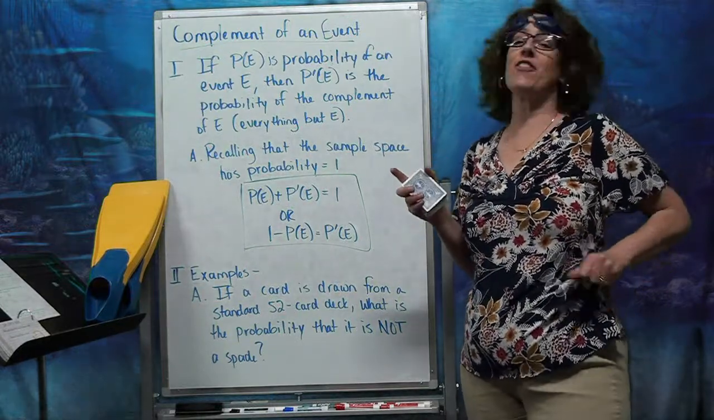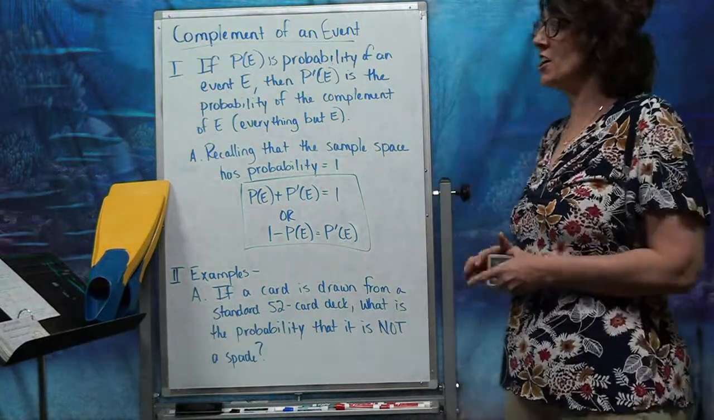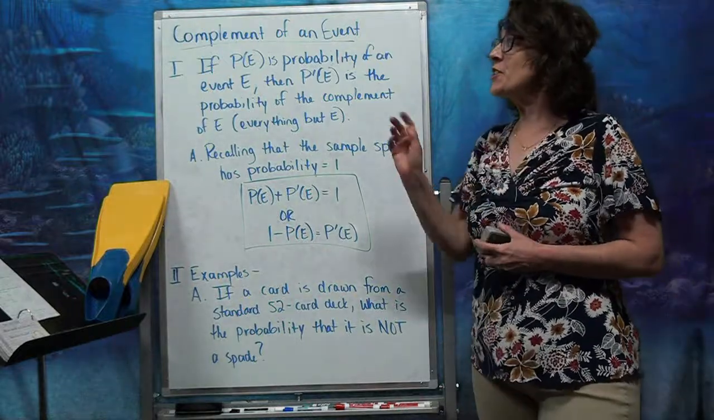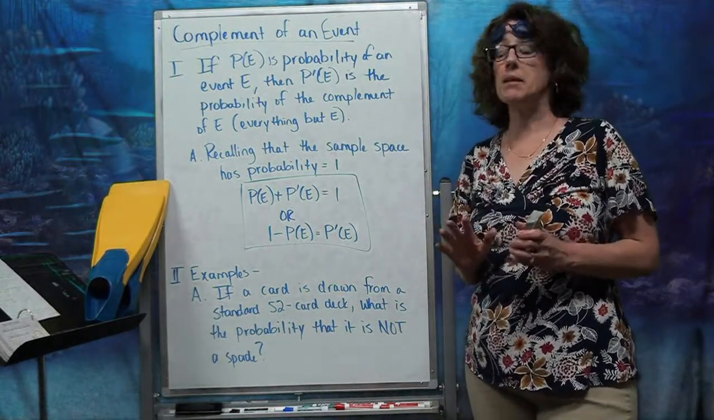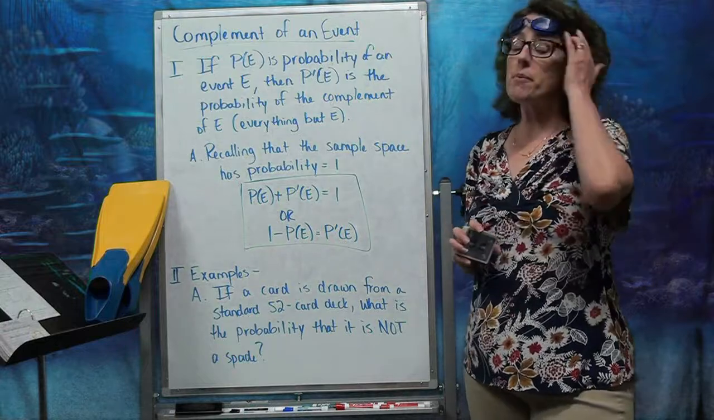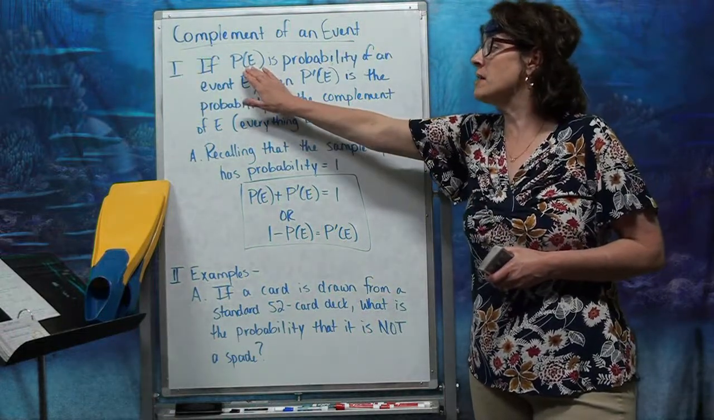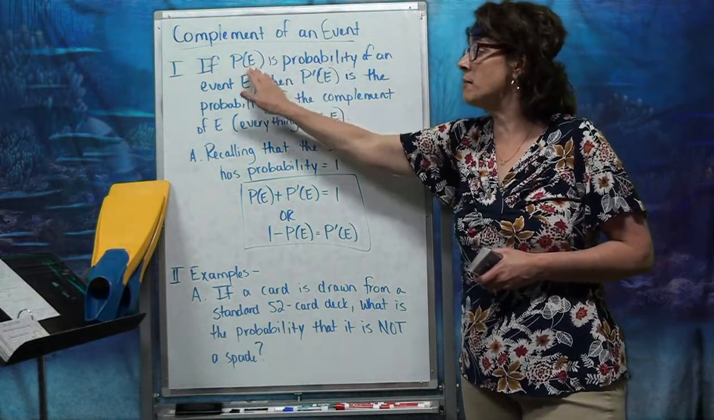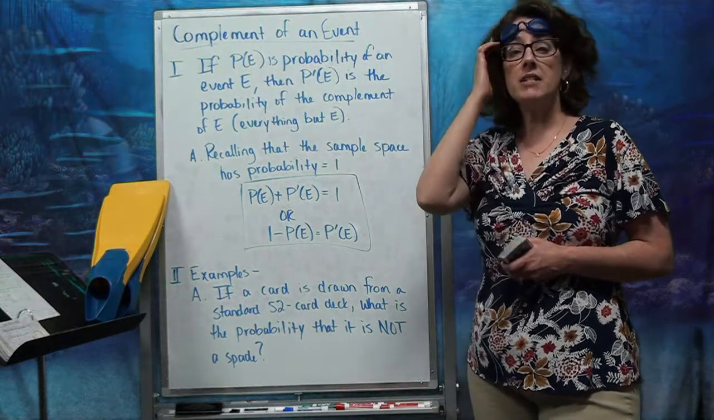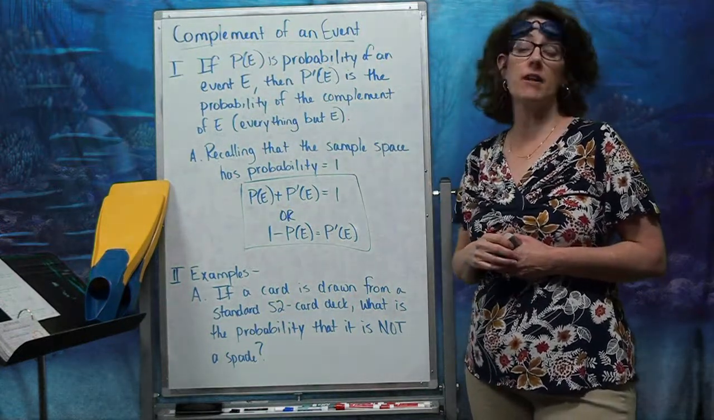Let's take a look at the complement of an event. Thank you, JD, for that intro. So the complement of an event deals with probability. And if we're talking about the probability of an event, then we have this symbol that denotes that. Every time we see this symbol, P parentheses E, that tells us we're talking about the probability of that event.